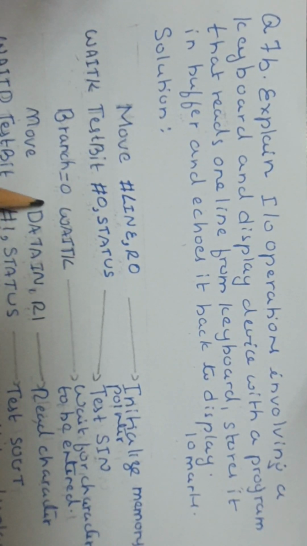That completes the discussion of question number 7, A for 10 marks and B for 10 marks, totally 20 marks. So till question number 7 I have discussed. Here onwards, the question numbers in the question paper are 8, 9 and 10.